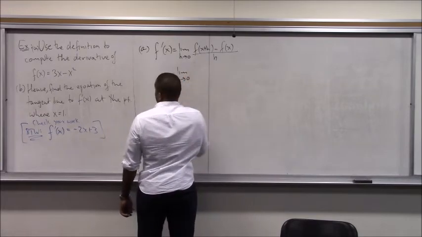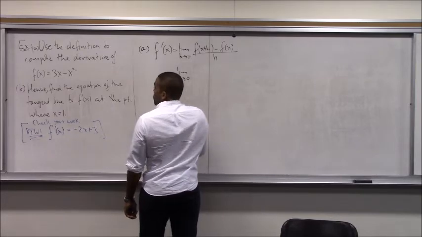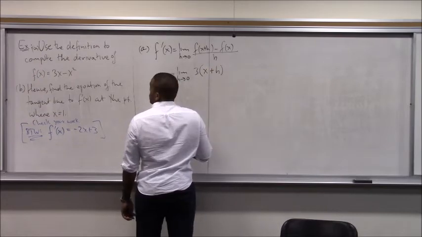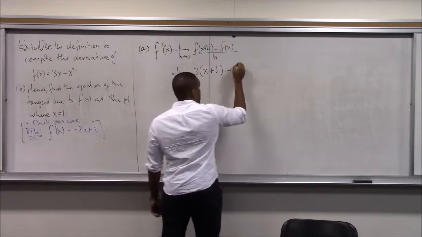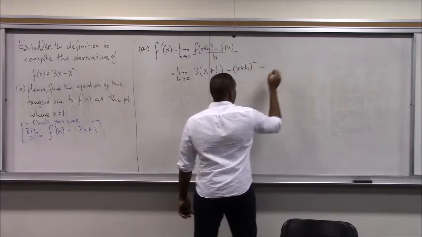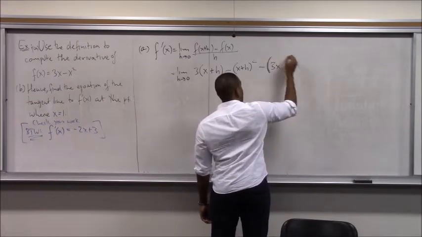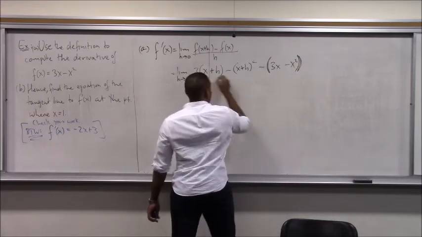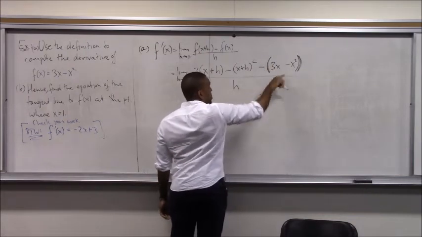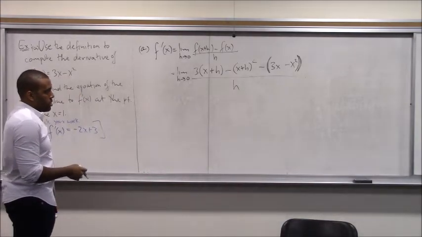What does f of x plus h look like? It will be 3 times (x plus h) minus (x plus h) squared, minus (3x minus x squared), with parentheses here and here. That's going to be important because you have to distribute the negative sign and change the signs, and if you don't do that, things that should be canceling won't cancel.